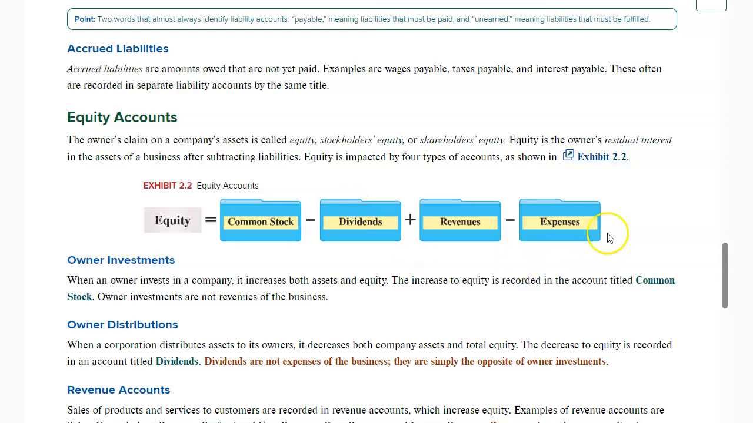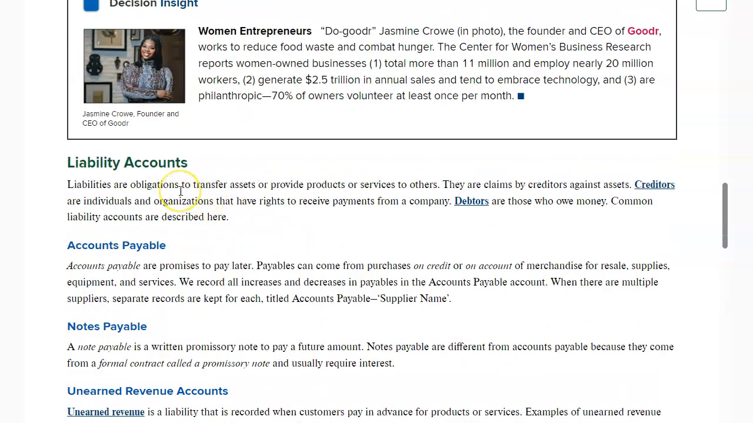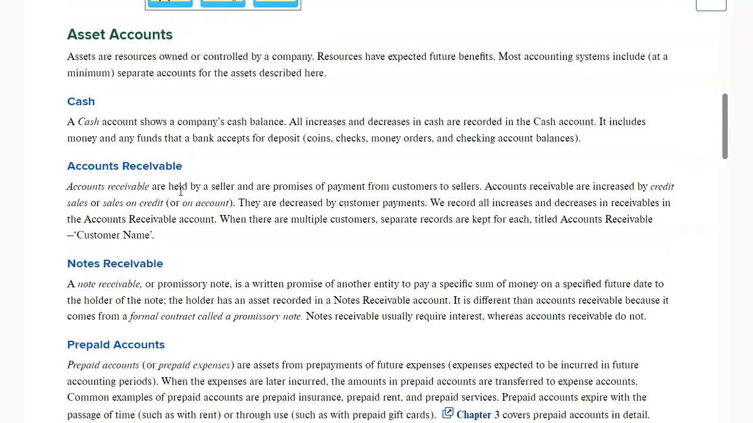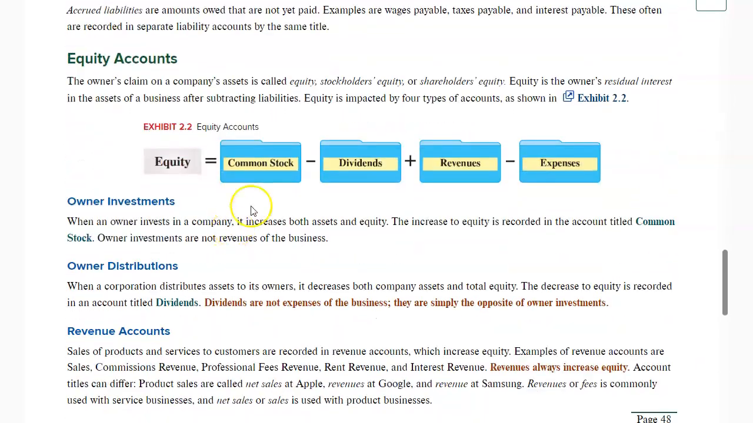You notice dividends and expenses have a negative sign in front of them. They have a balance on the left side. I guess I ought to go back up to liabilities. Liabilities have a right side balance, assets a left side balance, and equity, revenue, and common stock have a right side balance. Dividends have a left side balance. So a credit balance for revenues and common stock, and a debit balance for dividends and expenses.